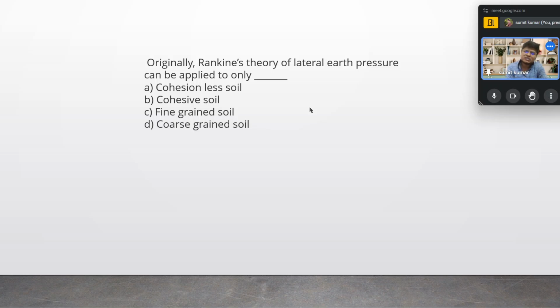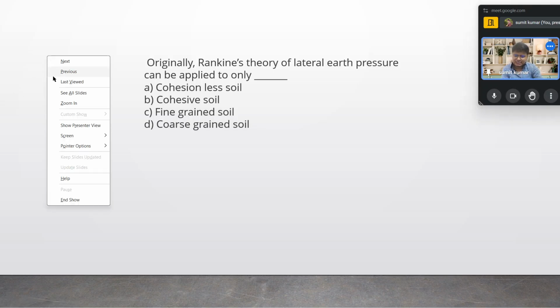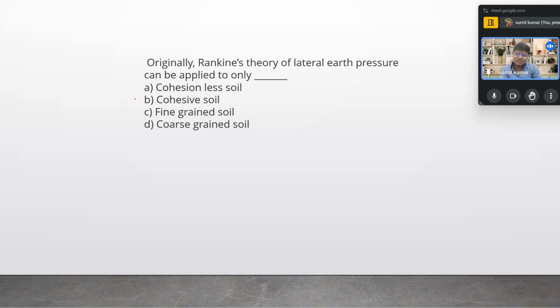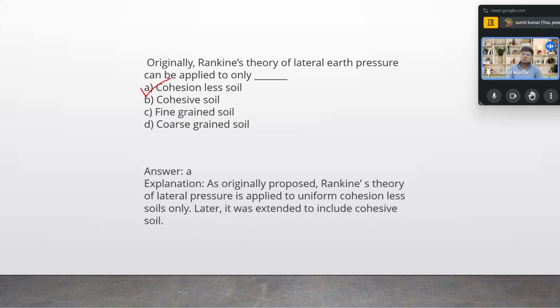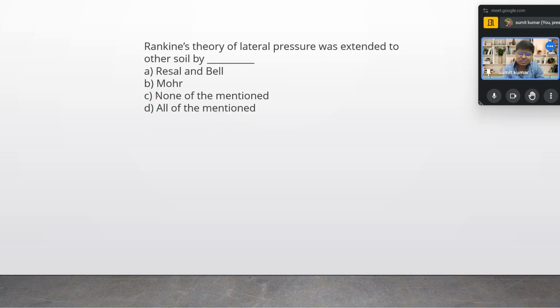So the first question is that originally Rankine theory for the lateral earth pressure can be applied only to, as it is written in the very first slide, cohesionless soil, right? The options are cohesionless soil, cohesive soil, fine grained soil, coarse grained soil. So our answer is going to be cohesionless soil. The answer is also written over here: as originally proposed, Rankine theory of lateral pressure is applied only to cohesionless soil. Later it was extended to include cohesive soil by some other researchers.